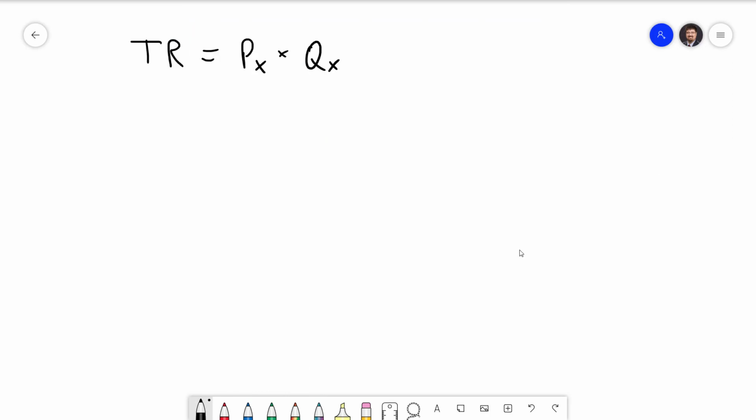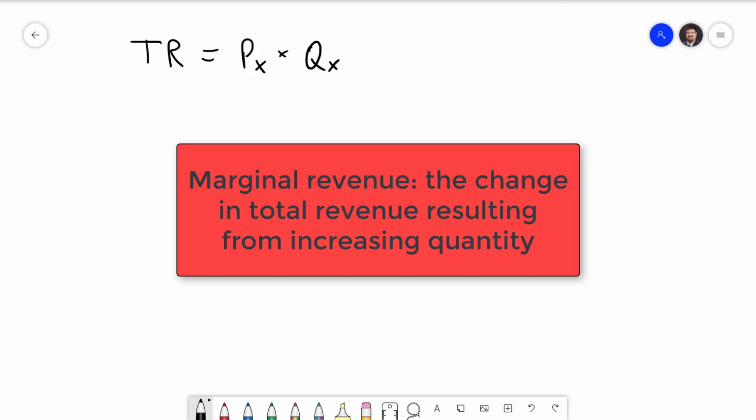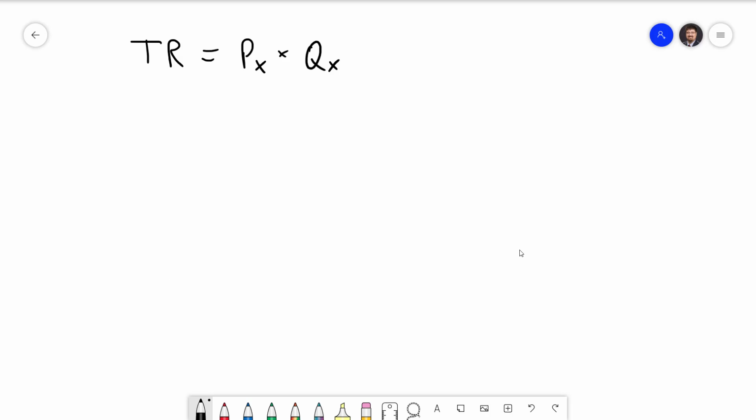Let's talk a little bit more about revenue. We define marginal revenue as the increase in total revenue when quantity increases. Of course, when quantity increases, price must come down. That's the law of demand. This is the first time we are using the word marginal, and whenever you hear the word marginal, we're talking about what happens when something has a small change, and whenever we think about small changes, we need to think about derivatives. So marginal means derivative.